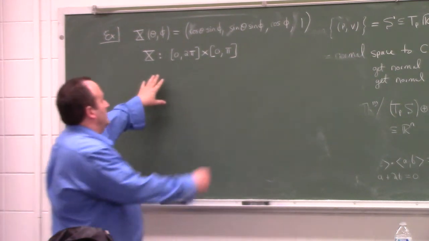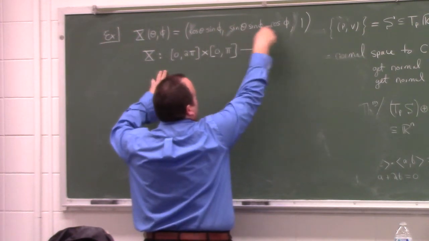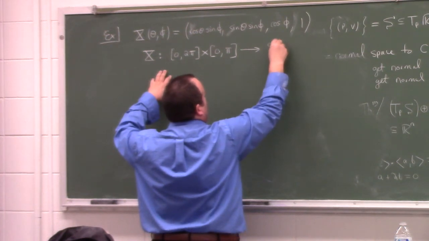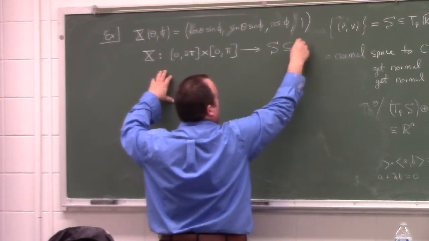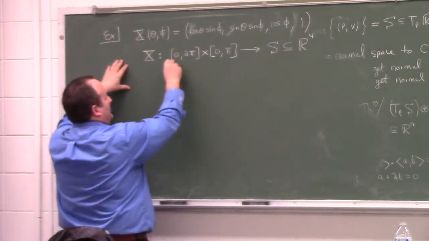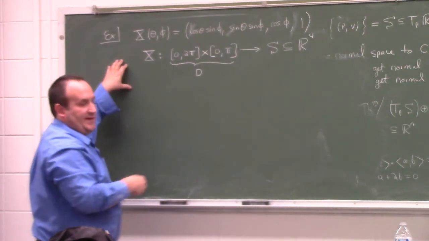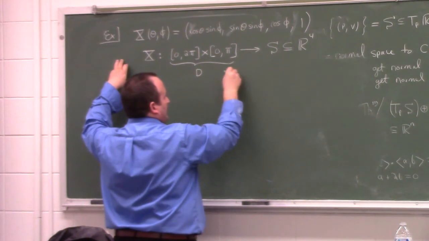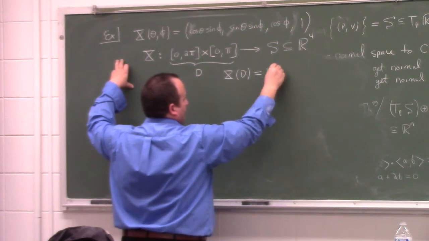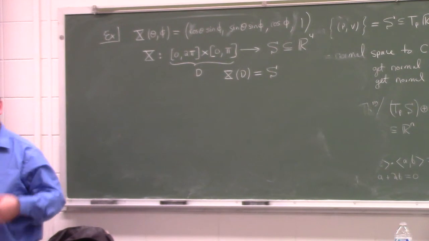And where's it going to? It's going to these 4 things, right? So R4. I'm going to call the thing it's going to S, though. And S is a subset of R4. Let me give this a name. The domain of X, let's call it big D. So what we really have here is X of big D is equal to S, right? The surface is the image of the domain of the parameter space under the parameterization.